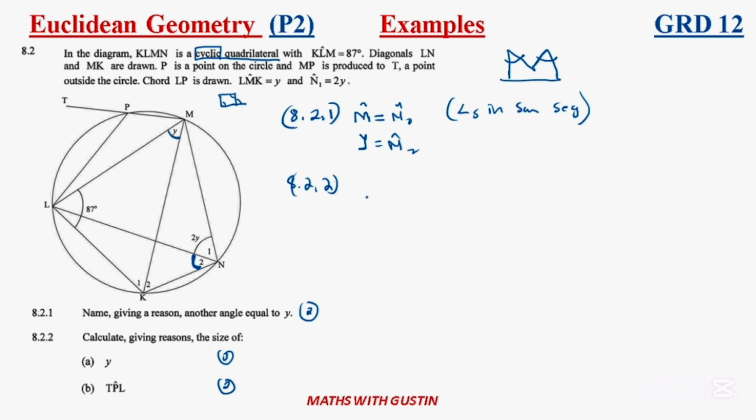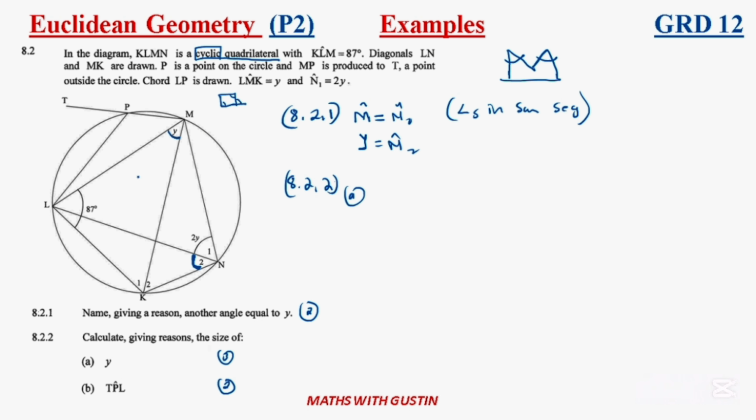Now 8.2.2, which is 8.2a. Now let's have a look at A. They're saying calculate, and give a reason for, the size of Y. So they want us to calculate the size of Y. Okay, now let's have a look. All right, let's do this.